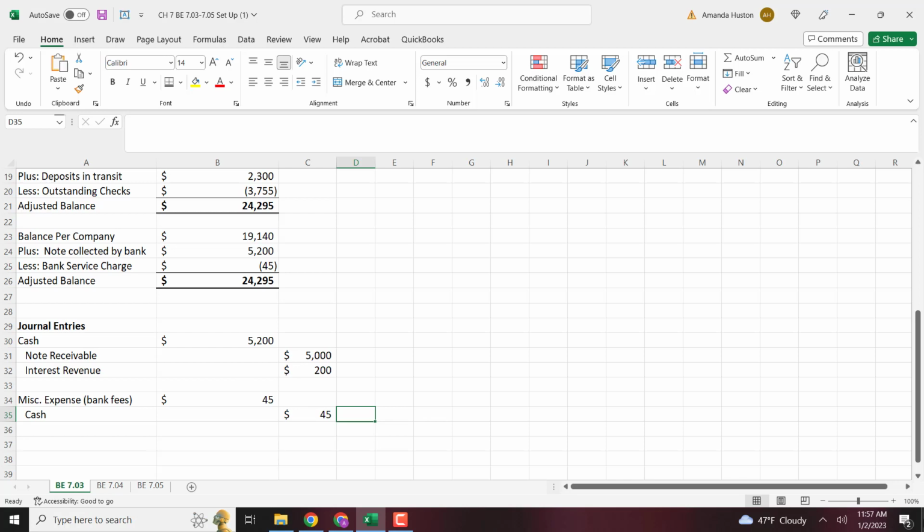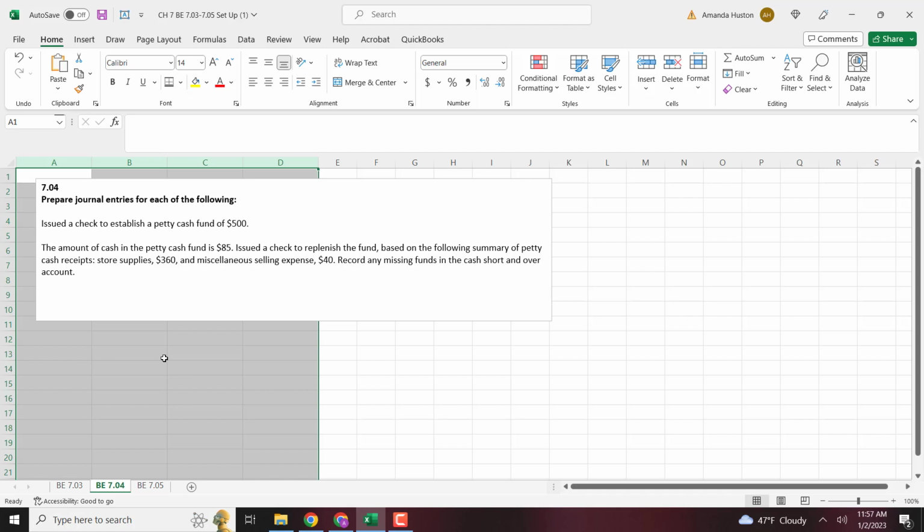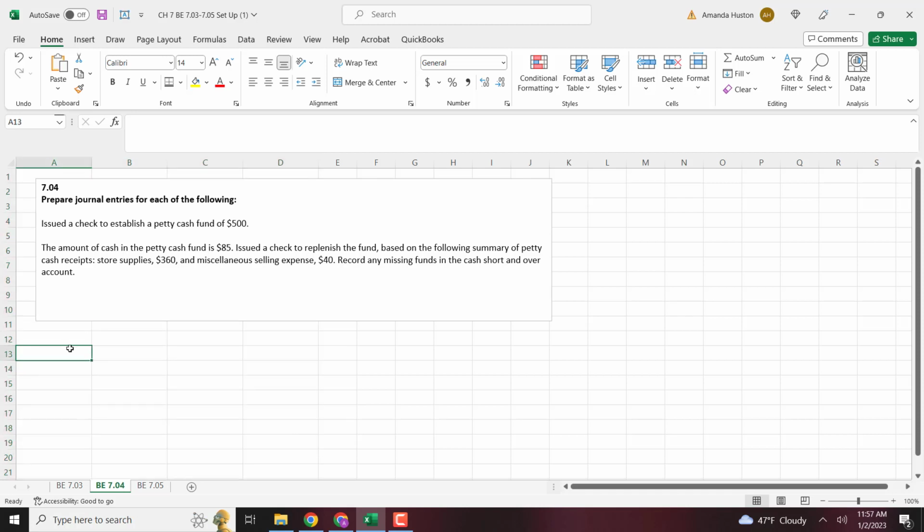So we're going to move on to exercise 7-4. Exercise 7-4 is about petty cash. So it says you issued a check to establish a petty cash fund of $500. The amount of the petty cash fund is $85. You issued a check to replenish it based on the summary of the following receipts: store supplies, miscellaneous, selling expenses. Record any missing to cash, short, and over.